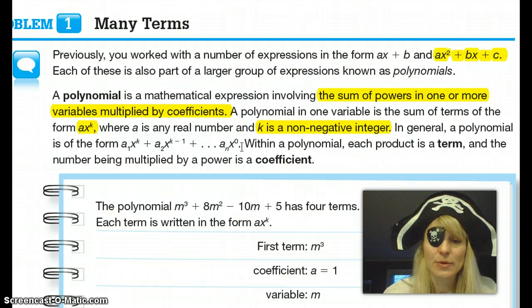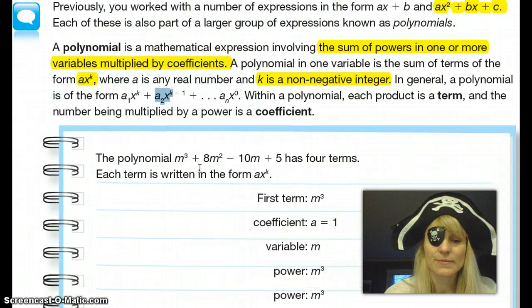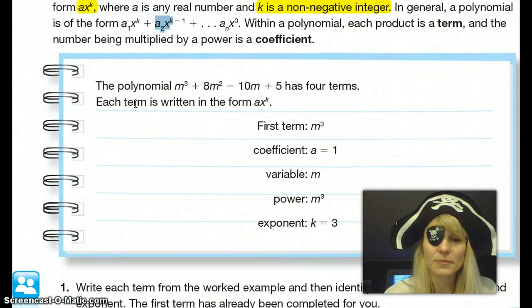This is sort of an example of a long polynomial. Each one of these things is called a term. And then you know that a is the coefficient in front. So if we look at this bottom, this is a polynomial. We have m to the 3 plus 8m squared minus 10m plus 5, which has 4 terms.